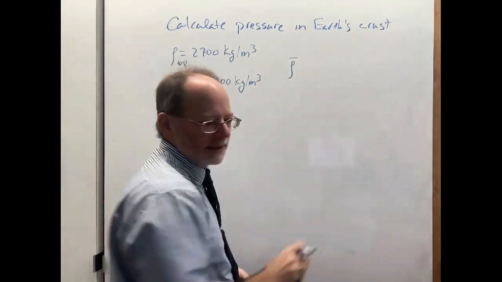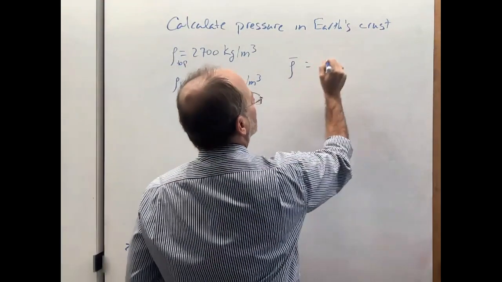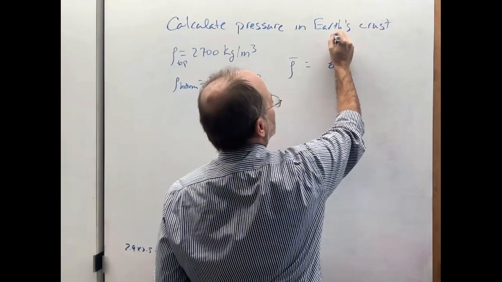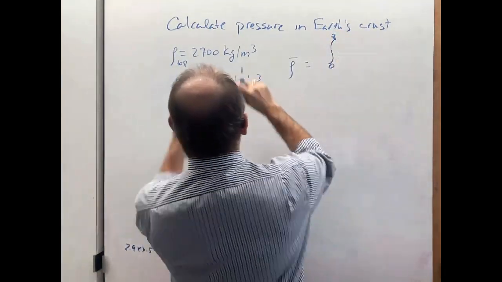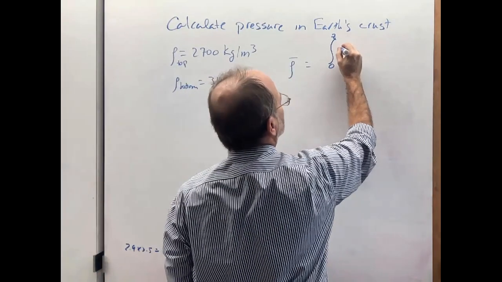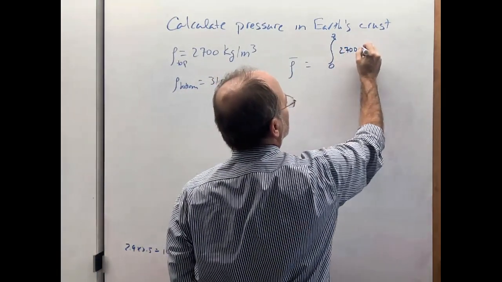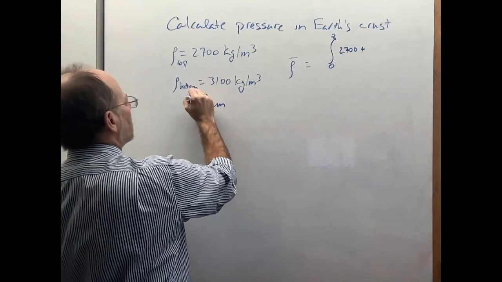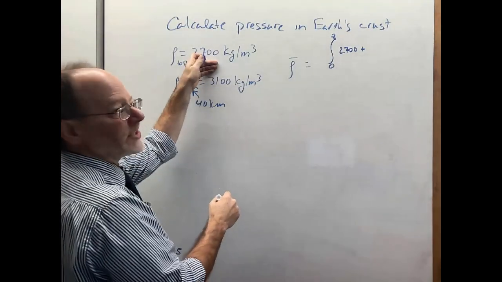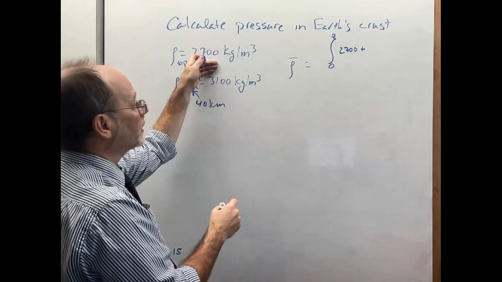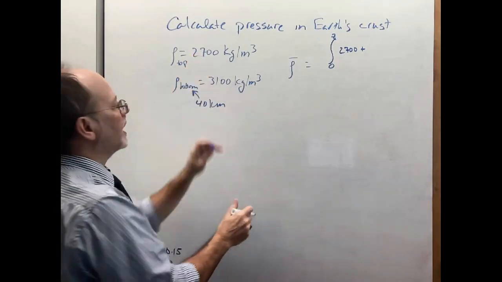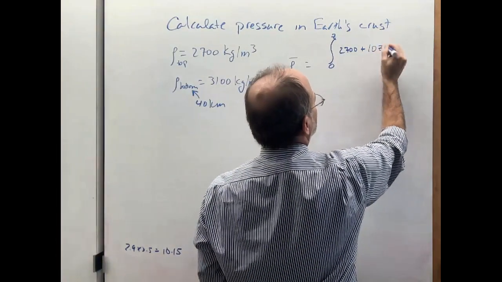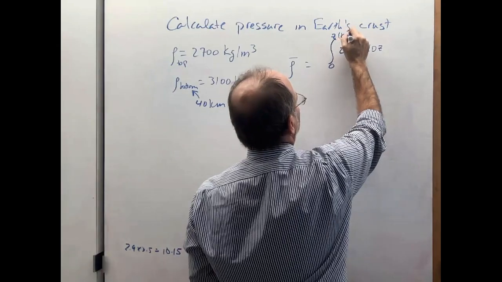Average of rho is going to be the integral from 0 to whatever depth you want, z, of whatever your function is. Okay, so let's say our function is 2,700 plus, and so if this is, I don't know, 40 kilometers for the bottom of the crust, so what is that? That's 10 kilograms per meter cubed per kilometer, right? So 10 times 40 is 400, add it together. So this is going to be 10 times z, this is in kilometers, right?